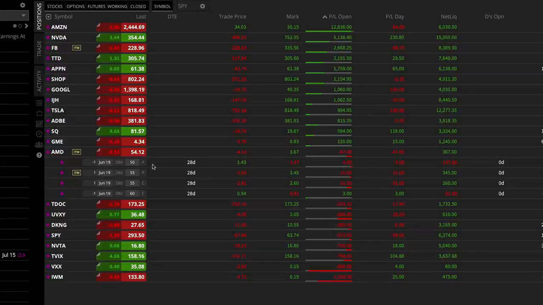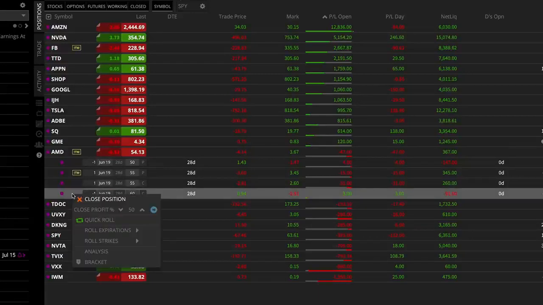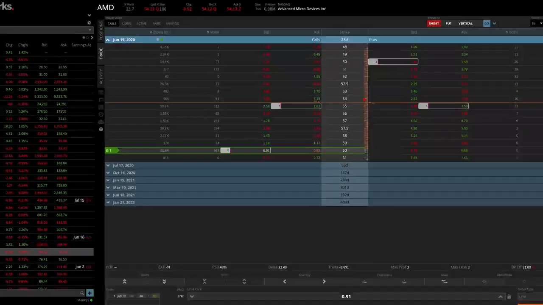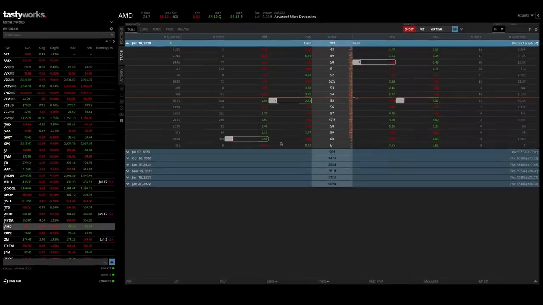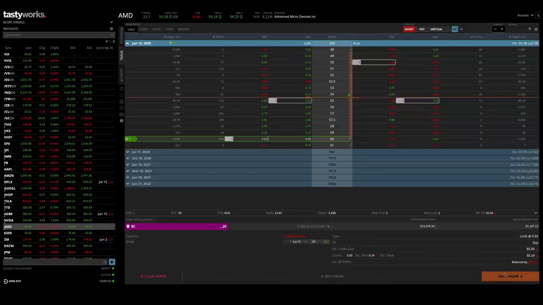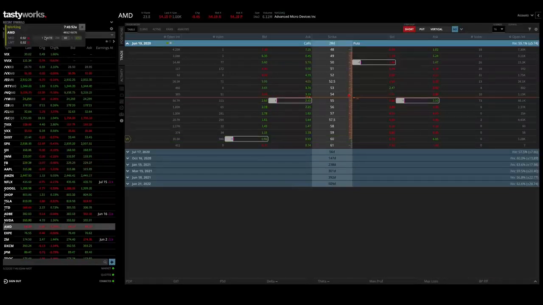So now I'm going to go ahead and close these. The way I could do that is I could right click and hit close position, which will automatically bring up an order for one of the components, but I'm going to do it manually. Since I shorted one of the 60 calls, to close it, I buy it back. So I click on the ask, and 92 cents looks good, send order. I'm trying to buy back the short 60 call.